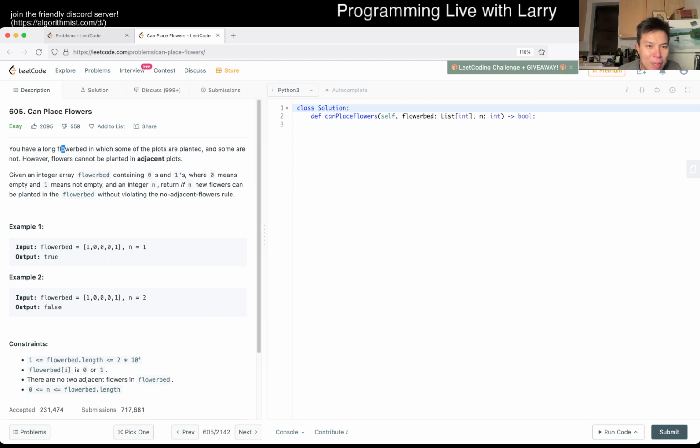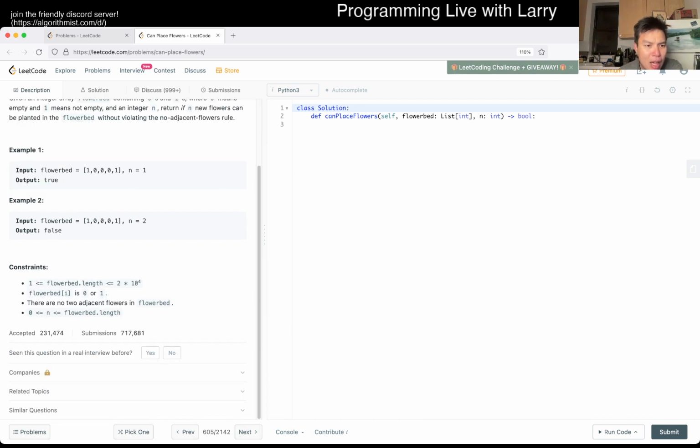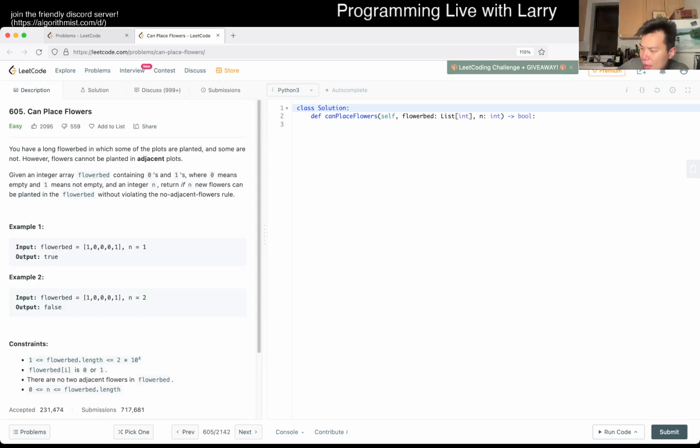You have a long flower bed, and flowers cannot be planted in adjacent plots. Given a flower bed of zeros and ones, determine if n new flowers can be planted in the flower bed. Okay, so n is equal to 1. But here, 2, no good. I feel like this is very similar to the problem that we had 2 or 3 days ago.